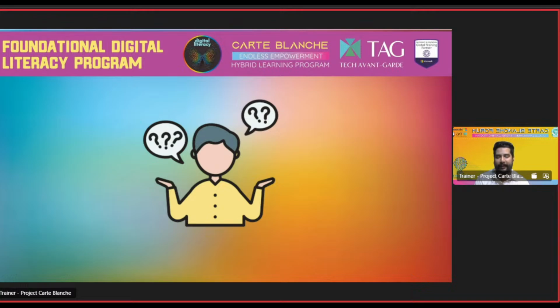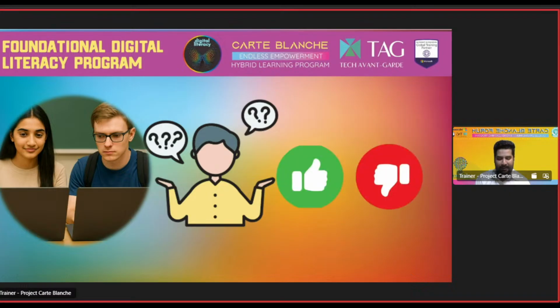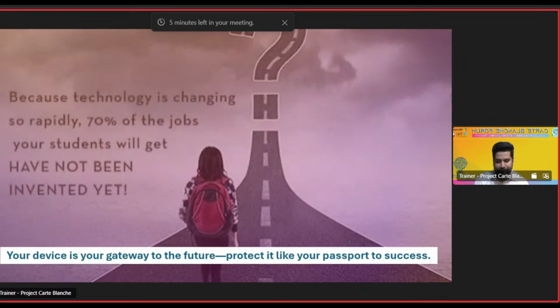Today this is the new era, and the laptop is the most essential and precious thing for a student, right? I hope we got clarity on this and hope we can all follow the same practice throughout our life, right? So your device is the gateway to the future. Protect it like your passport to success.